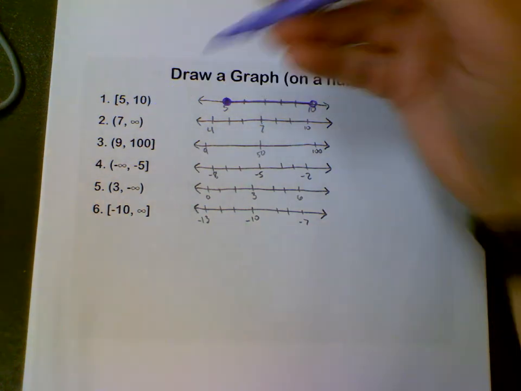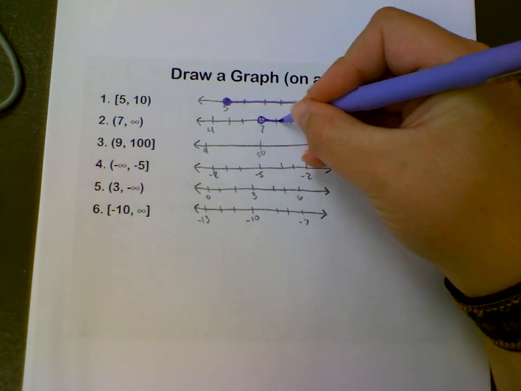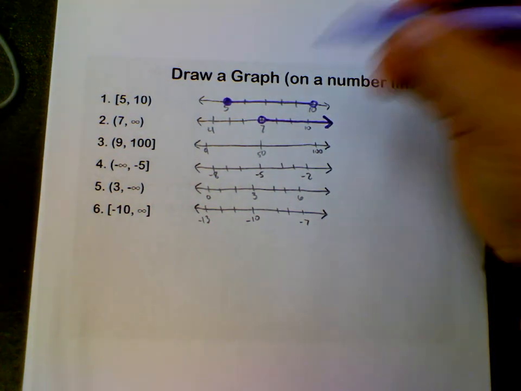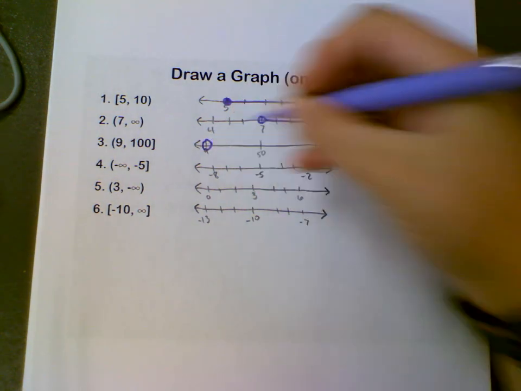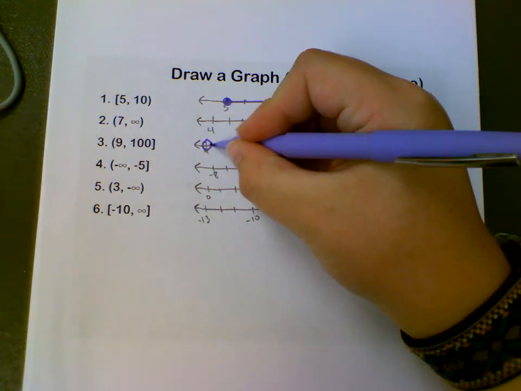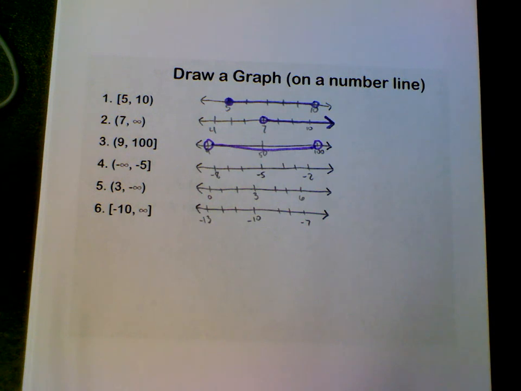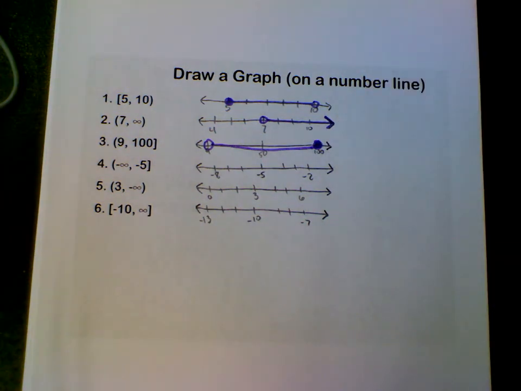For 7 to infinity, I put my circle on the 7. To infinity, infinity is all the way to the right, so I put an arrow because it goes on forever. I do not fill in that circle because the 7 is not included. For 9 to 100, I'm going in between those two, so I'm going to connect them. And the 100 is included, but not the 9, so I'm going to fill in the 100.